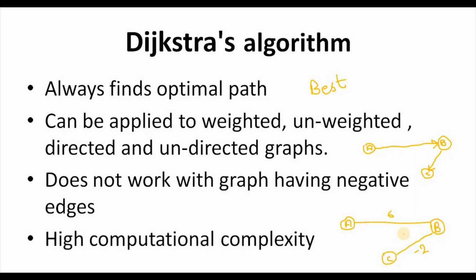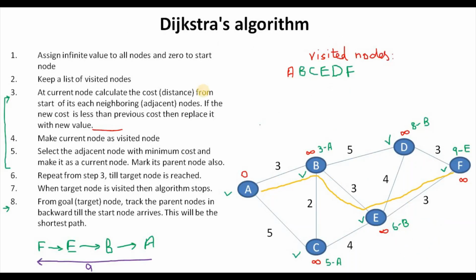Another problem with Dijkstra's algorithm is the high computational complexity. If you remember from previous lectures, computational complexity was the time and space required to solve a problem using a specific algorithm. So when an algorithm has high computational complexity, it means it requires more time and more memory to find the solution. If you remember, in the beginning I told you that Dijkstra's algorithm finds the shortest path from the start node to each node in the graph. So that is why, because it searches and visits every node in the graph, it has a high computational complexity.